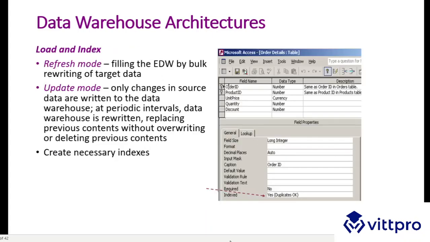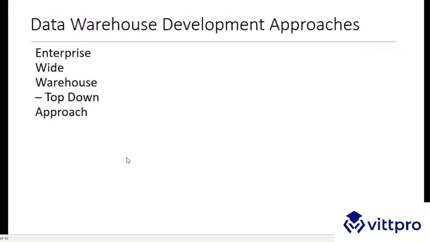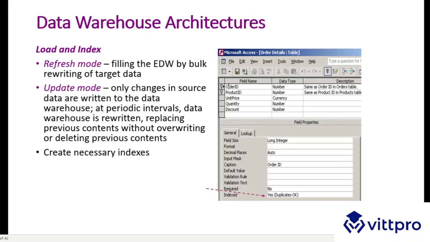And then you have to load and index the transactions. Here you can see on the screen that once you load the process, you have to adjust the metadata, the field properties, for every type of column, so that it can be clear. Otherwise, your metadata will not be correct. Okay, that was the general overview of data warehouse.